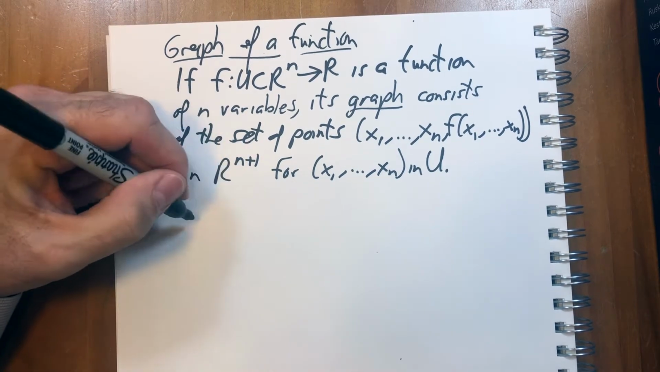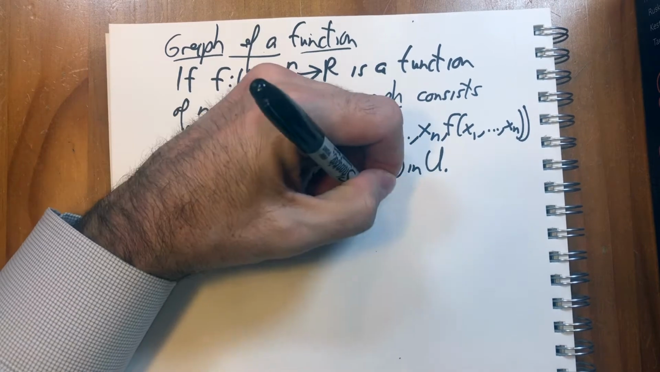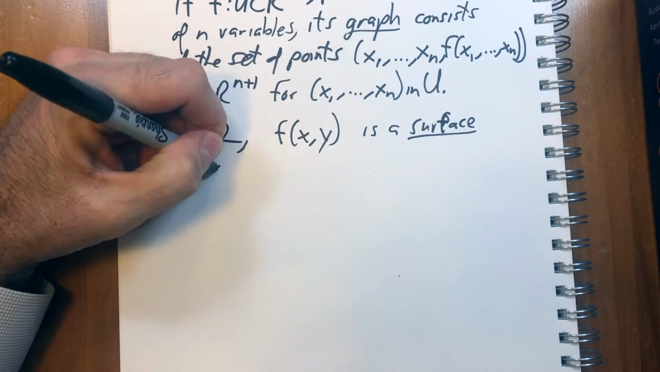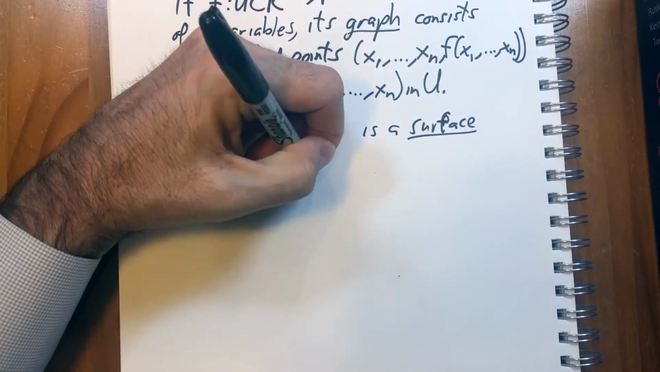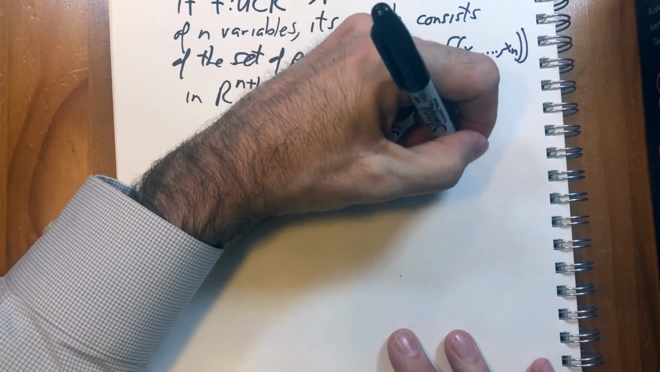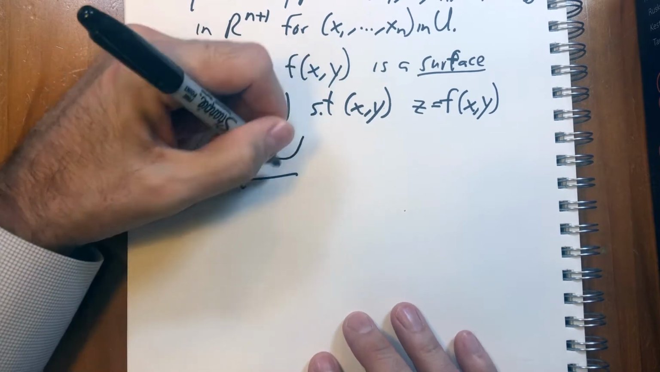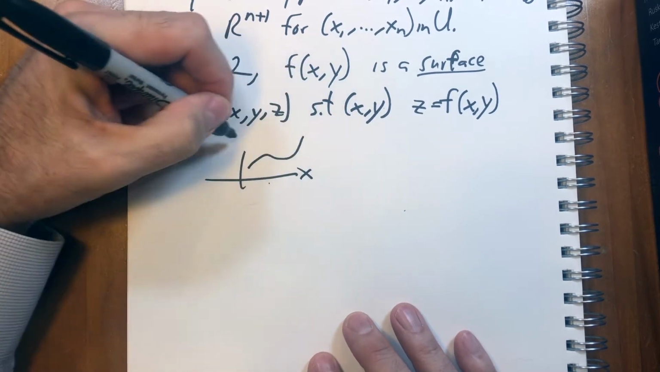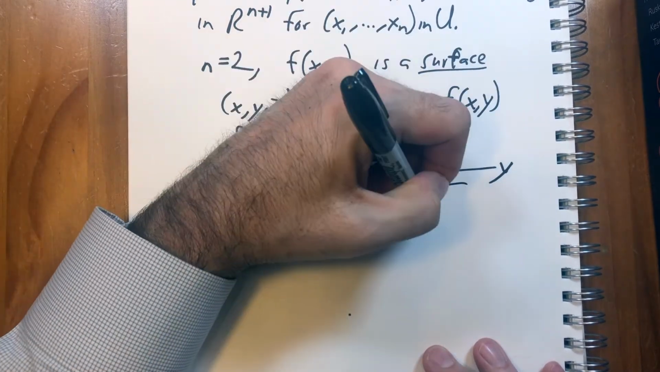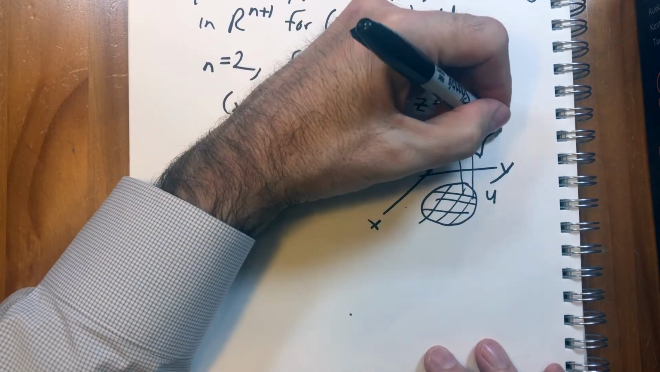So, for example, if n equals 2, then the graph of a function f of x comma y of two variables is a surface consisting of all the points x, y, z in space such that x, y is in the domain of the function and z equals f of x, y. So as we already saw, if you have a function of one variable, then its graph is in R2. If we have two variables in the domain, then the graph is going to be a surface in R3.